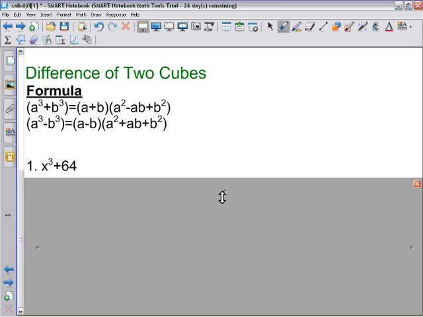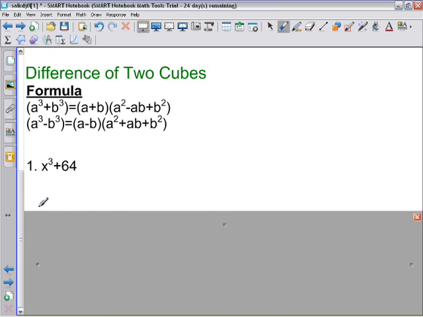Let's look at the first example. X cubed plus 64. When you find the cube root of x cubed, you get x, and when you find the cube root of 64, you get 4. So a equals x, and b equals 4. So you just sub that into the equation. So you get x plus 4 times the quantity of x squared minus 4x plus 16.